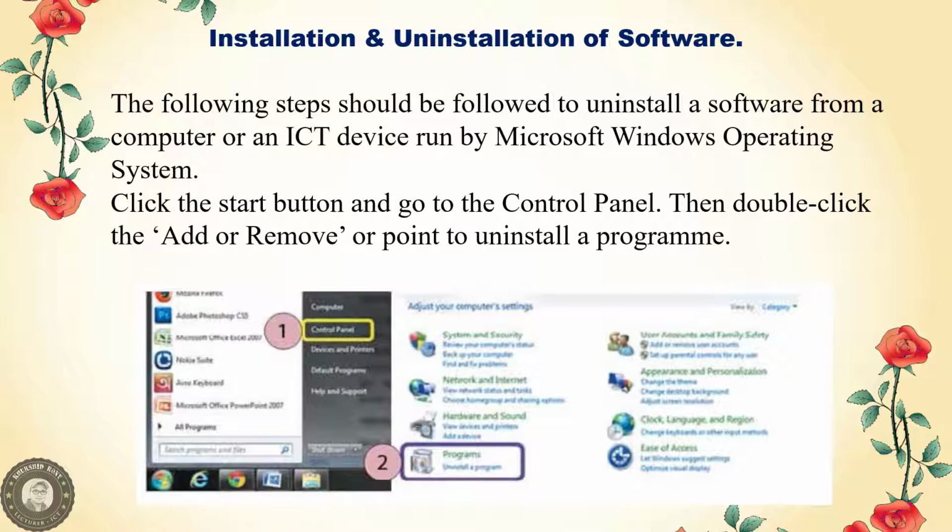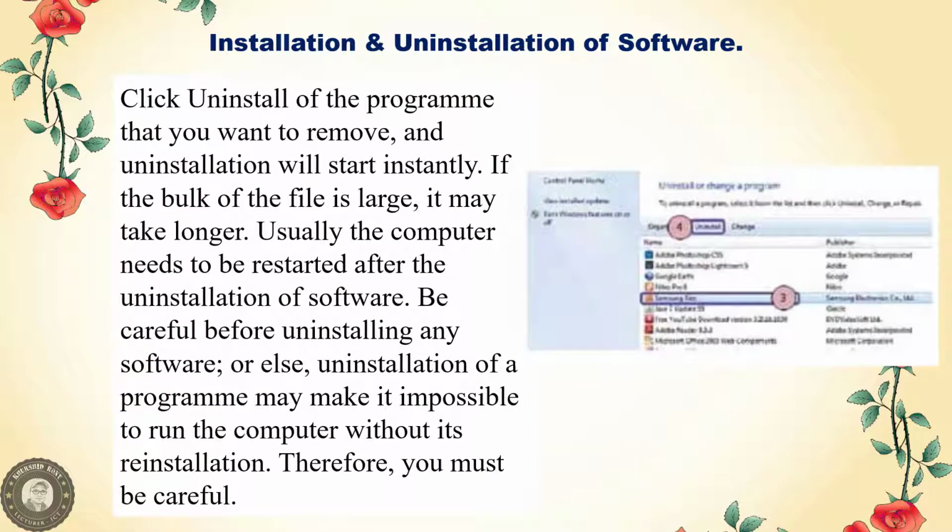The following steps should be followed to uninstall a software from a computer or an ICT device run by Microsoft Windows operating system. Click the Start button and go to the control panel, then double click the Add or Remove Programs or point to uninstall a program. Click Uninstall of the program that you want to remove and uninstallation will start instantly. If the bulk of the file is large, it may take longer. Usually the computer needs to be restarted after the uninstallation of software.